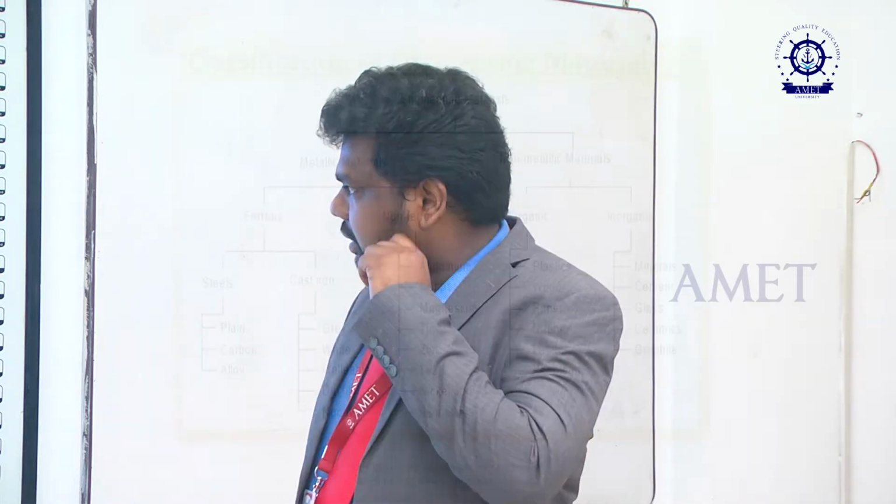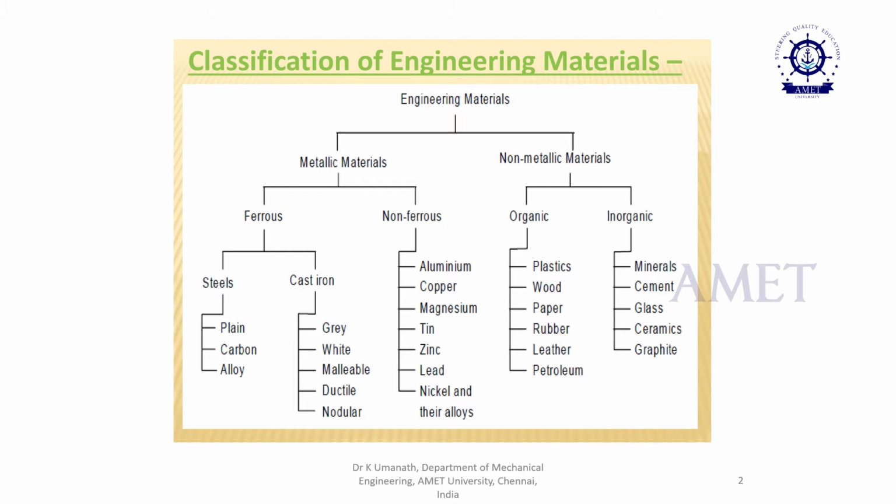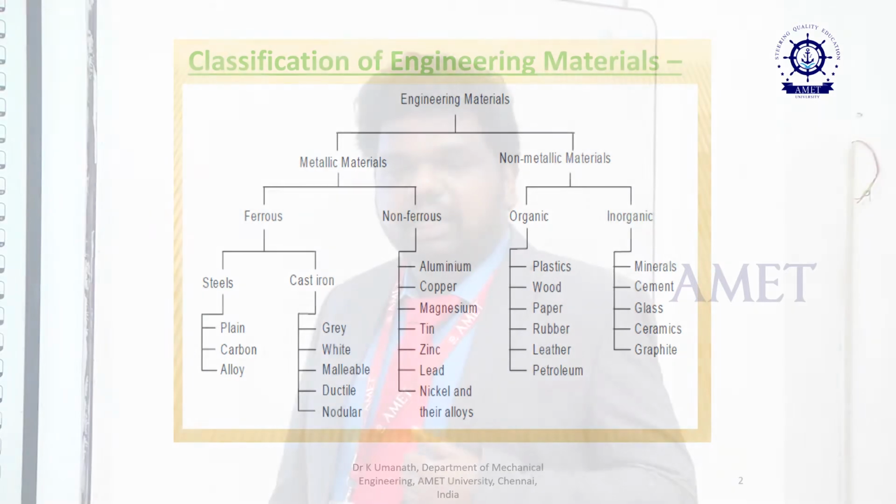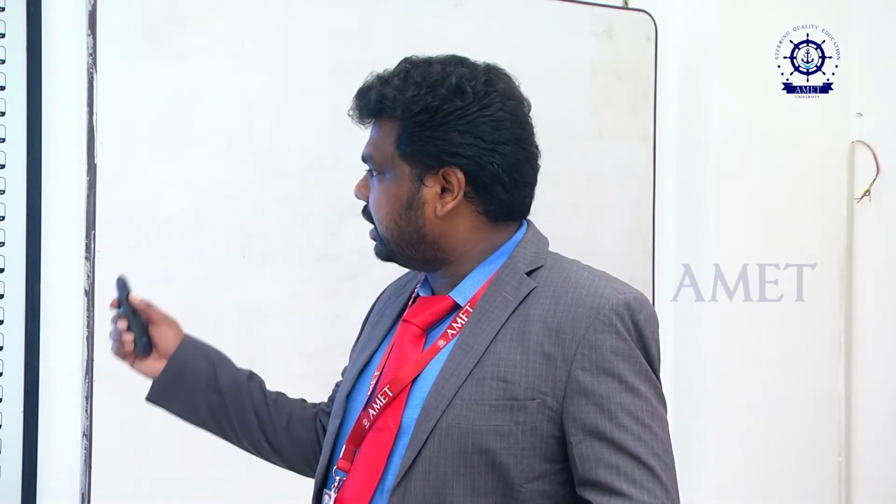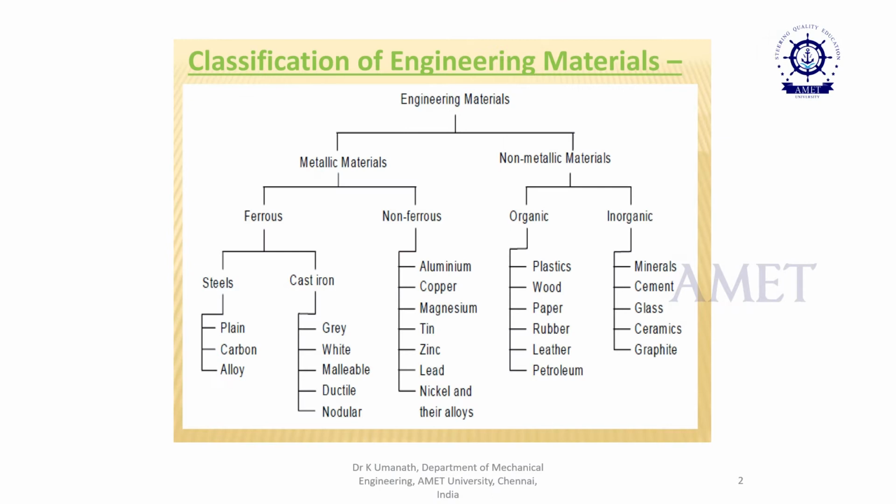On the other side, we consider non-metallic materials like organic materials and inorganic materials. Under organic materials are plastic, wood, paper, rubber, leather and petroleum products. Then inorganic materials are minerals, cement, glass, ceramics, then graphite. So, these are the engineering materials, the metals or non-metals used in engineering applications. So, we normally call them engineering materials.